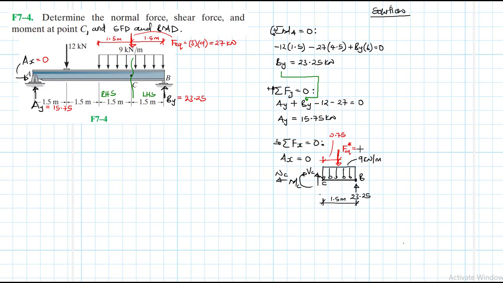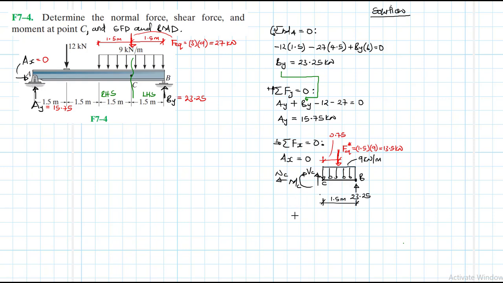So this one is going to be equal to 1.5 times 9. So what does this one give us? 1.5 by 9 gives us 13.5 kilonewtons. Great. So we have found everything. Let's apply the equations of equilibrium.